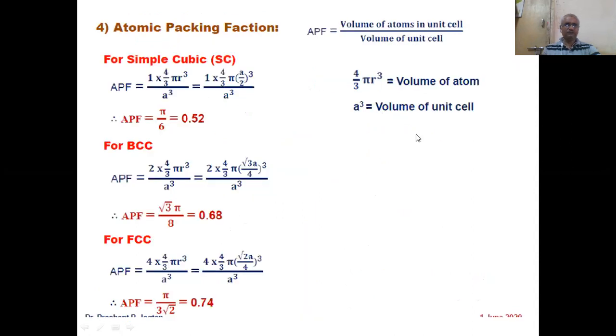Our today's aim is to find out the atomic packing fraction for simple cubic, body centered cubic, and face centered cubic crystal structures. As you know, the packing fraction is the ratio of the volume of atoms per unit cell to the volume of the unit cell. So, atomic packing fraction gives the amount of space filled by actual atoms. It is the volume of the atoms per unit cell divided by the volume of the unit cell. So, remember this formula.